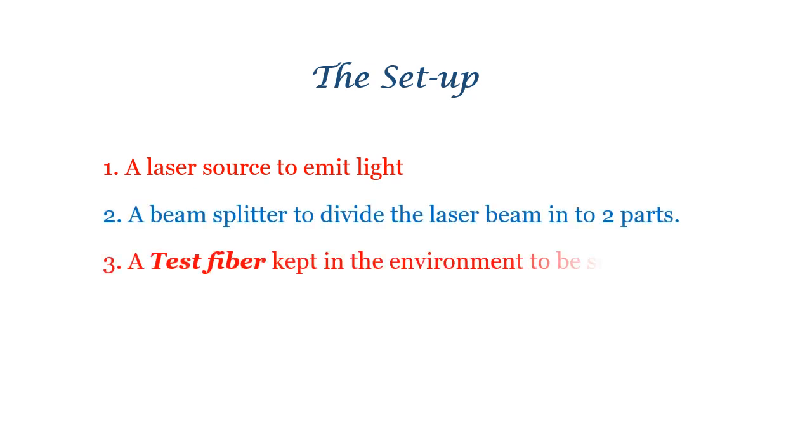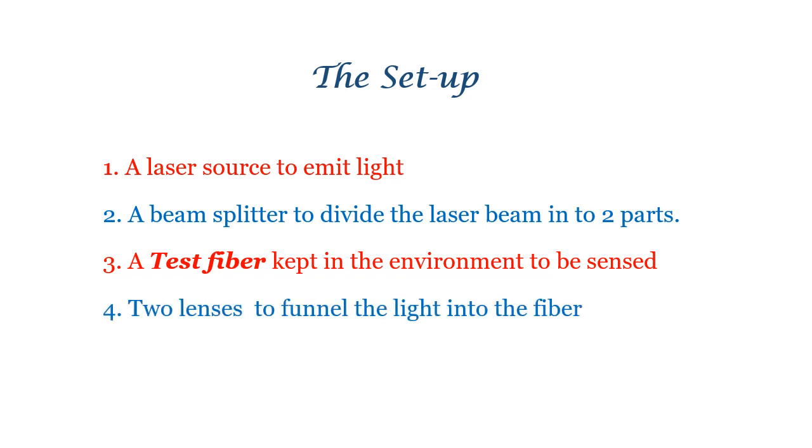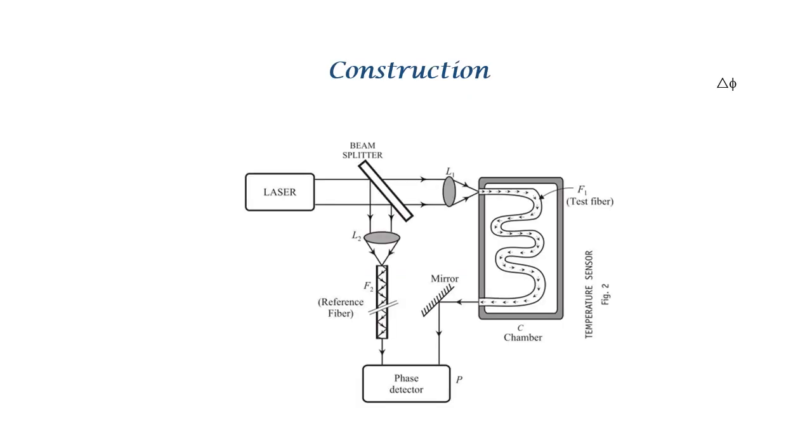Now, let's know what are the things present in the setup. It consists of a laser source to emit light, a beam splitter to divide the beam, a test fiber kept in the environment to be sensed, two lenses to funnel the light into the fibers. Now let's see how these are arranged. C is a chamber inside which temperature is needed to be measured. F1 is the test fiber and is spread inside C. F2 is the reference fiber of comparable length to F1.